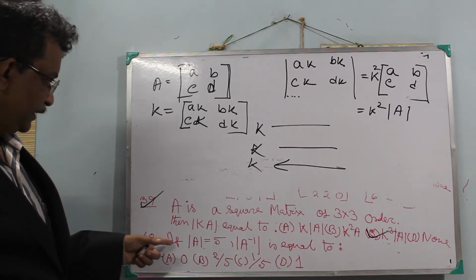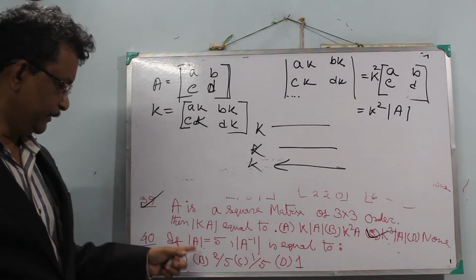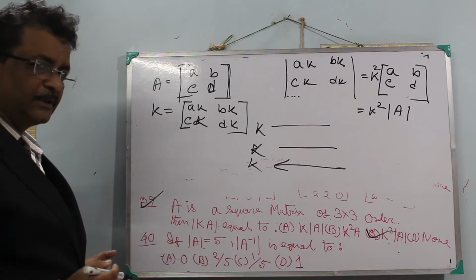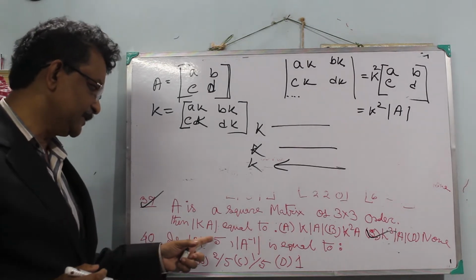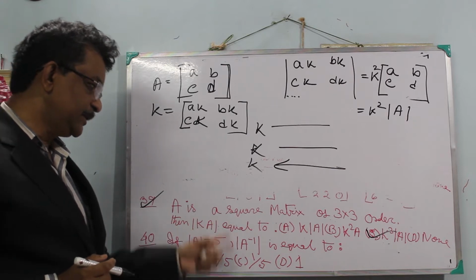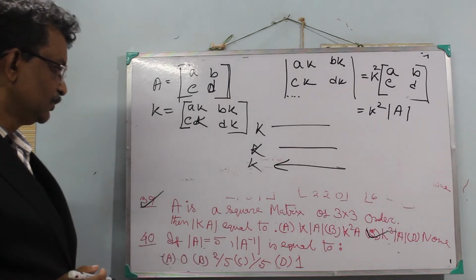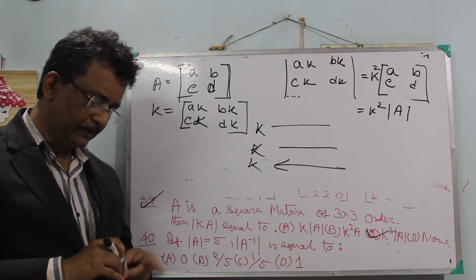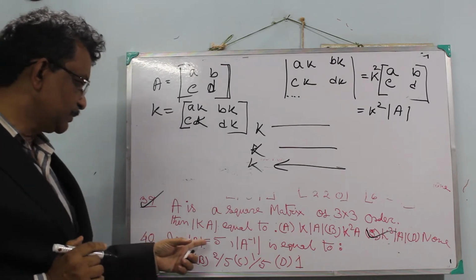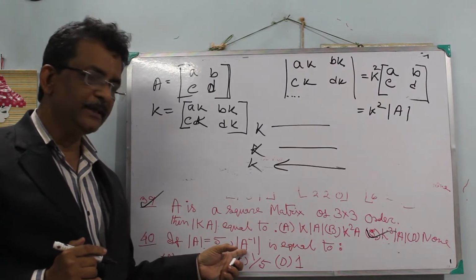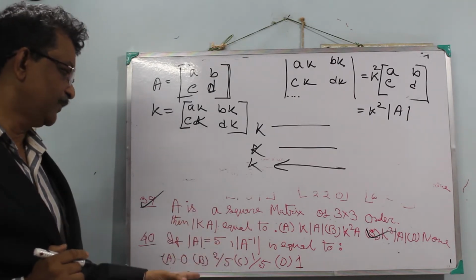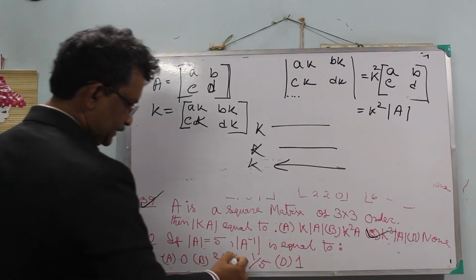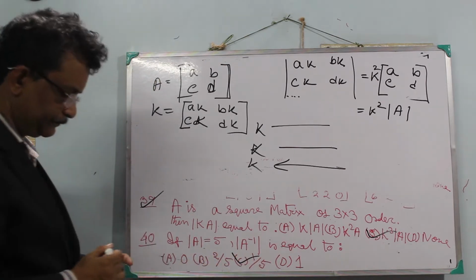Question 40: if det A is equal to 5, that is, the determinant value of matrix A is 5, what is the det of A inverse? I have already discussed in the video on matrices, if det A is equal to 5, det of A inverse would be 1 by 5. So the correct answer is C, 1 by 5.